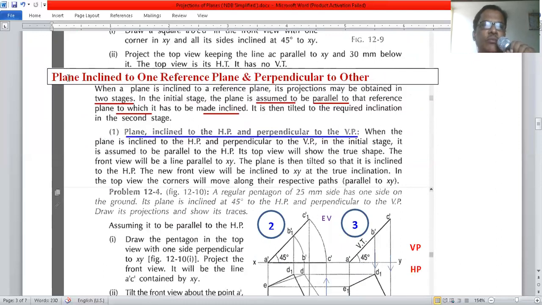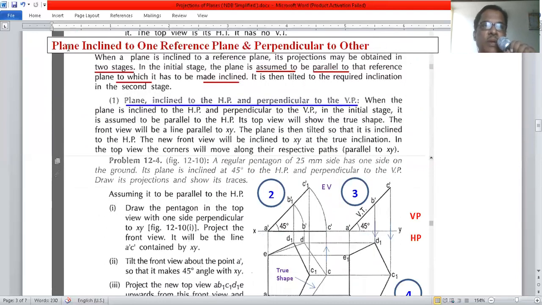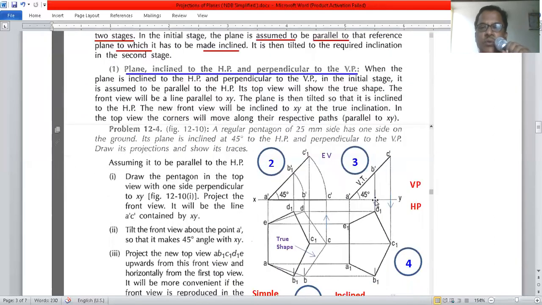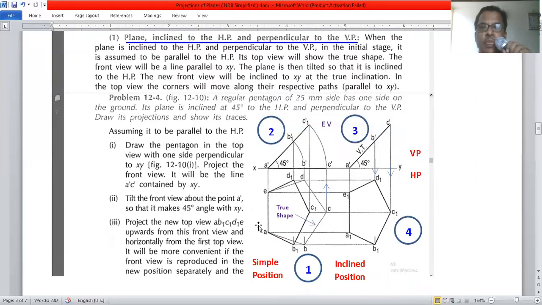In this case, the plane is inclined to one reference plane and perpendicular to the other. The plane is inclined to one reference plane, so it is inclined to HP, and perpendicular to the other, meaning perpendicular to VP. Now in this particular question, we are supposed to draw four views. Up till now, in the previous question, only two views were drawn.